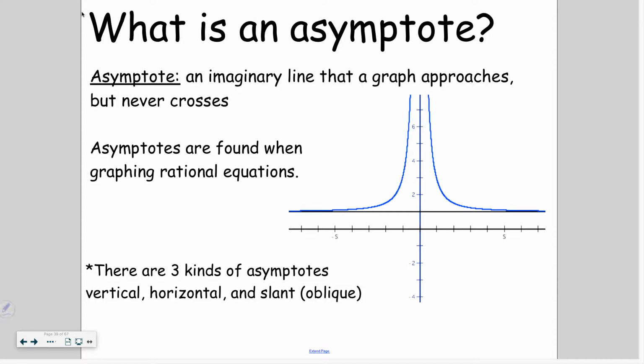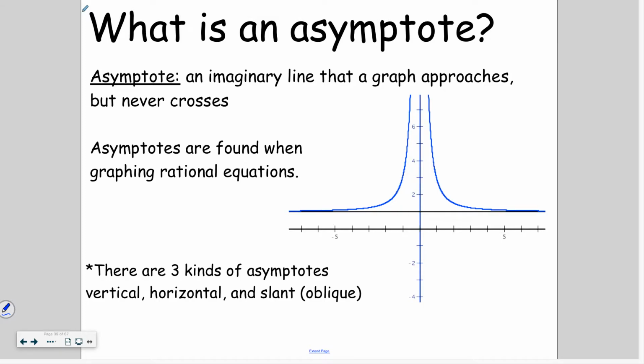All right, let's get started on the next lesson. So what is an asymptote? Okay, an asymptote, and make sure you say it right, is just an imaginary line that the graph approaches but it never crosses. It gets as close as it can to that line, but it will never actually touch that value, that x or y value, okay?